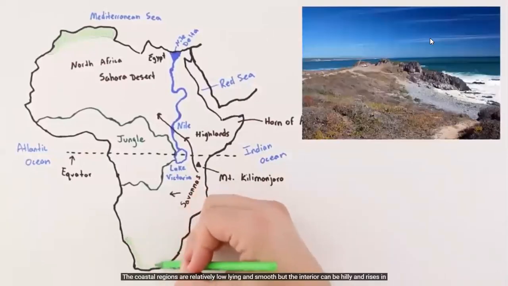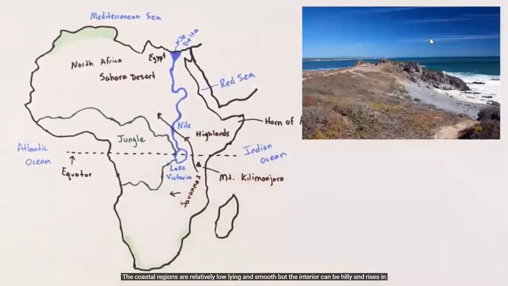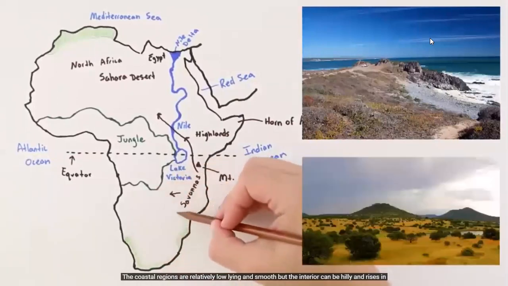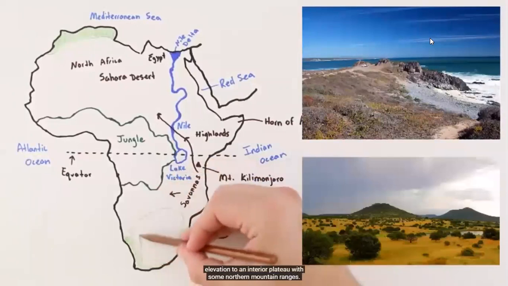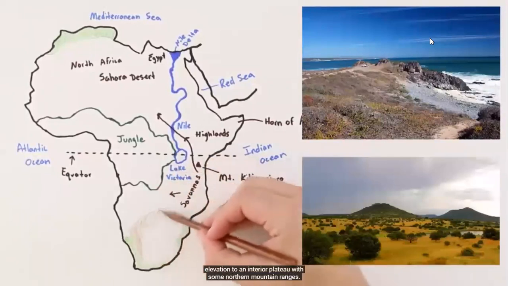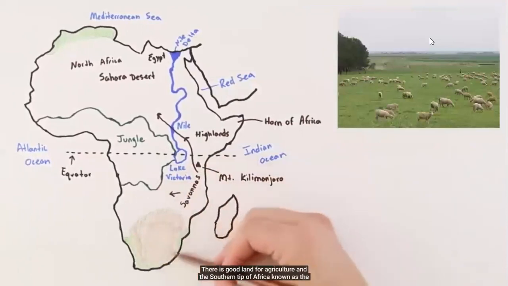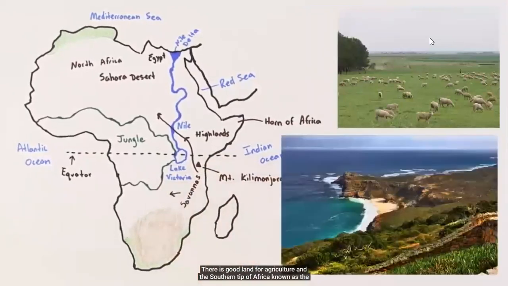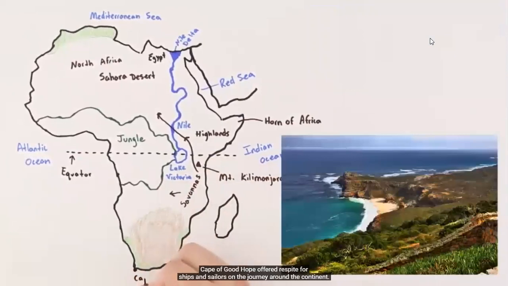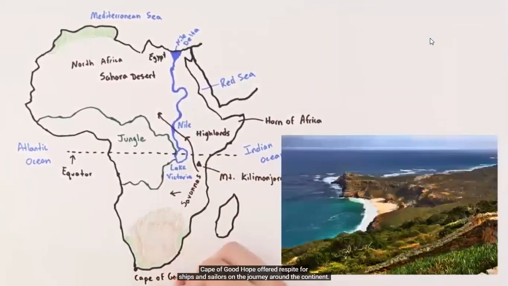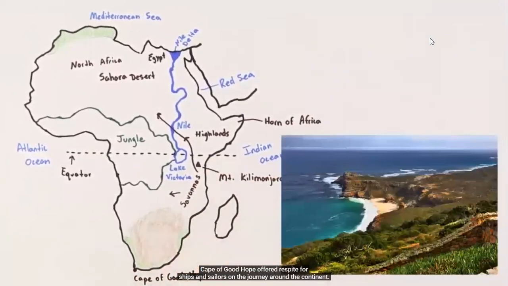The southern region of Africa is also varied within itself. The coastal regions are relatively low-lying and smooth, but the interior can be hilly and rises in elevation to an interior plateau with some northern mountain ranges. There is good land for agriculture, and the southern tip of Africa, known as the Cape of Good Hope, offered respite for ships and sailors on the journey around the continent.